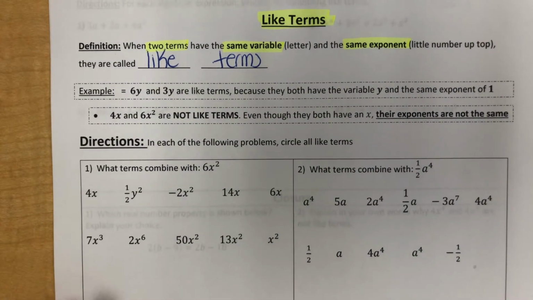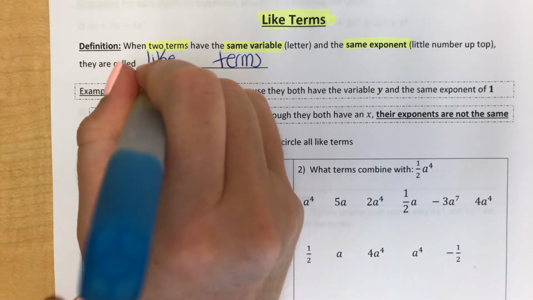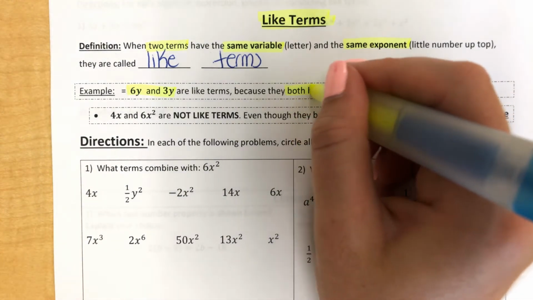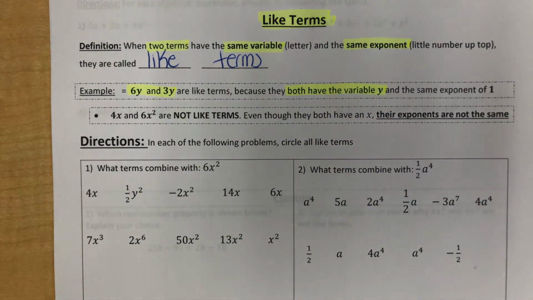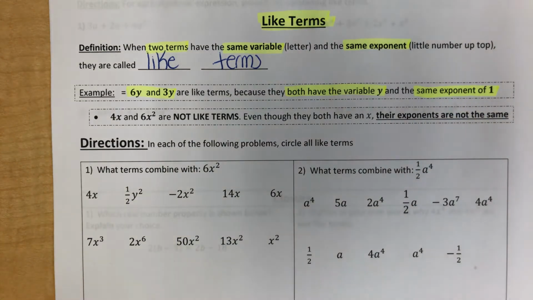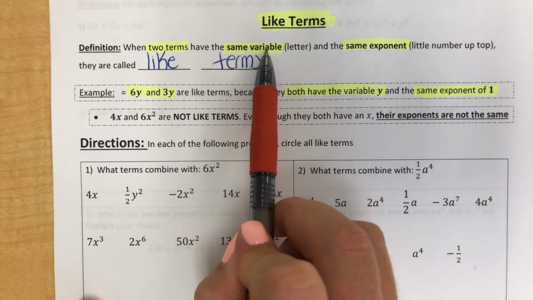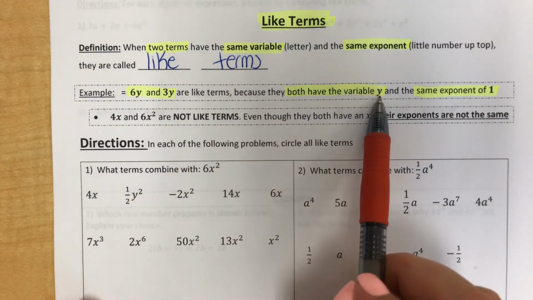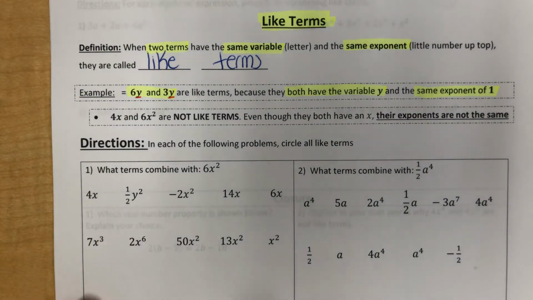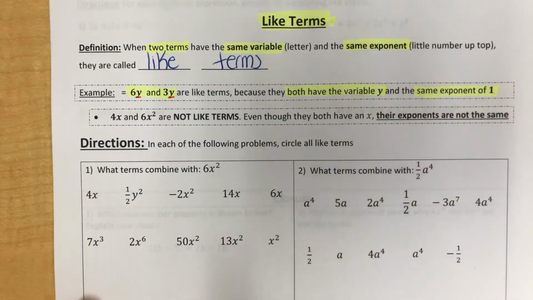If we look underneath here at our example, it tells us that 6y and 3y are like terms. I'm just going to highlight that. And I know they're like terms because they both have the same variable, which is y. And it also tells me they both have the same exponent of 1. So let's check that. The same variable would be y. They both have a y, they both have a y. Check. It also says they both have the same exponent of 1.